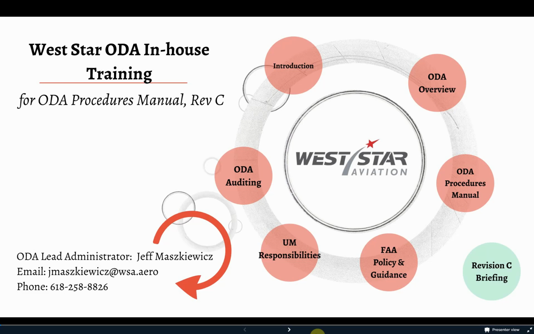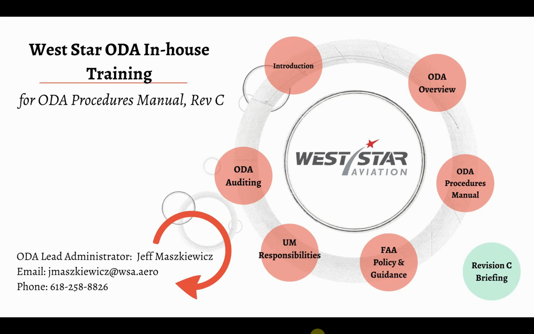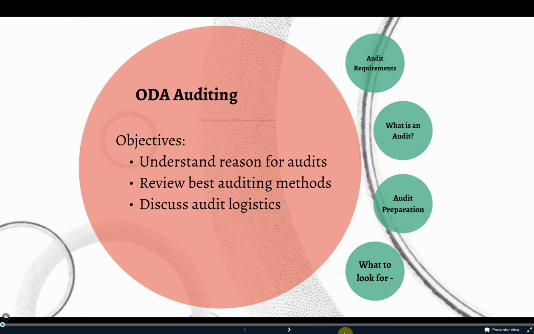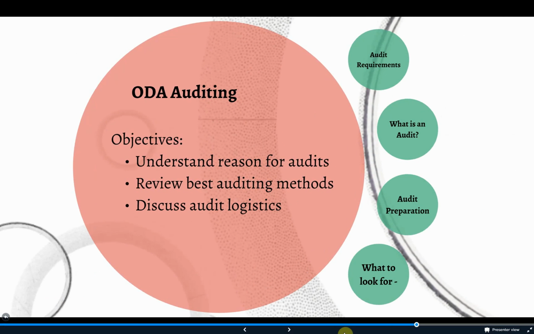Internal auditing is a key piece of the Star ODA's efforts to continually improve along with meeting regulatory requirements. Auditors need to be qualified and fully trained to provide the best review possible. The objectives of this training include understanding the reason for ODA audits, looking at methods that help provide the best results, as well as discussing the logistics of a self-audit.